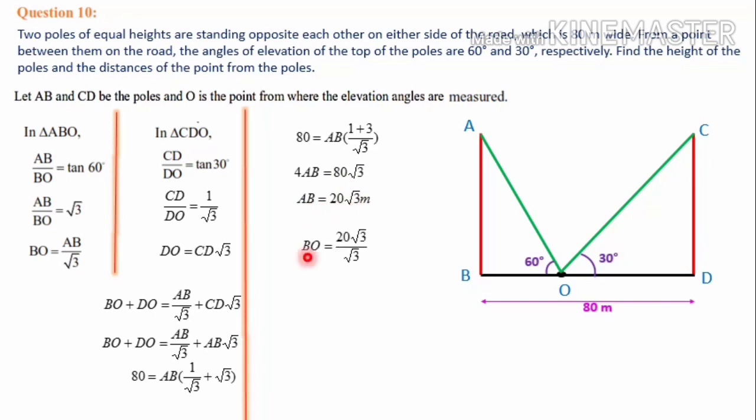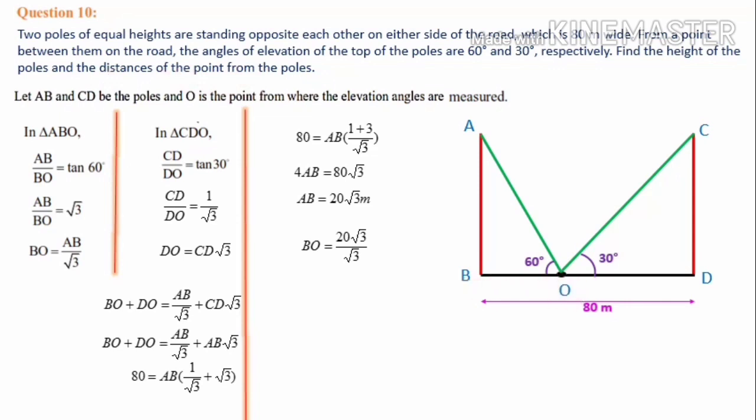Then BO we can calculate because we need one more quantity to calculate. We found the height of the pole. We have to calculate the distance of the point from the poles. That is what we need to calculate now. Distance of the point from the poles, where O is the point.